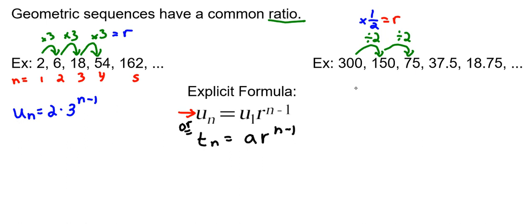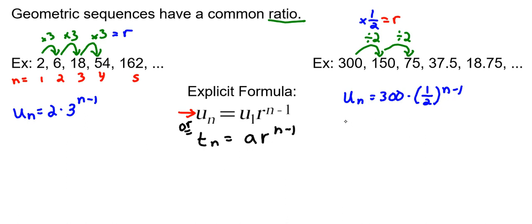Over here, I have this example where the R value is 1/2. So I start off with a value of 300, and we're going to multiply by 1/2 to the n minus 1. And again, I can't simplify this in any way at this stage, so this is typically how we leave it.